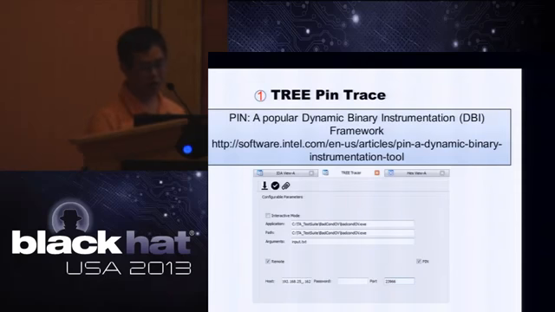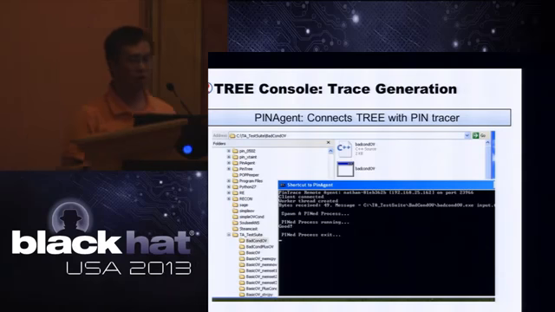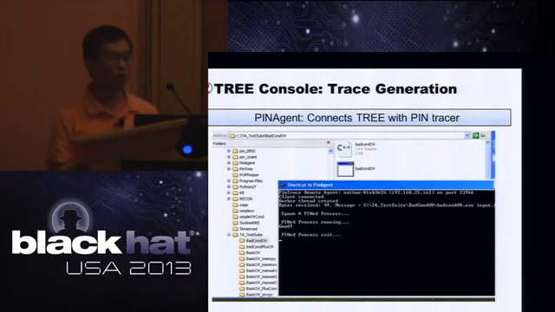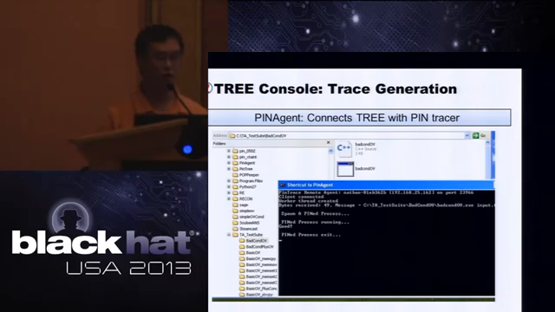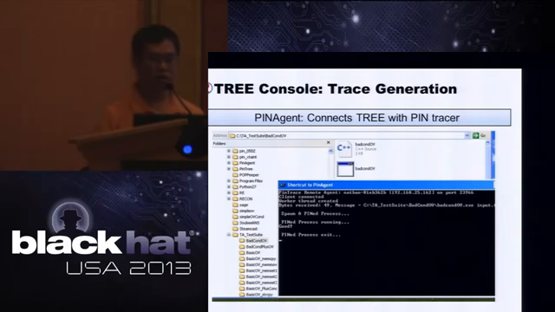By using the GUI, you can have a Pin option to trigger the Pin tracer we developed. We also developed a part called the Pin agent that connects the TREE GUI with the Pin tracer. So the user can specify the conditions and the command lines and pass them to the Pin agent, and then the Pin agent connects with the tracer to get the trace you like.